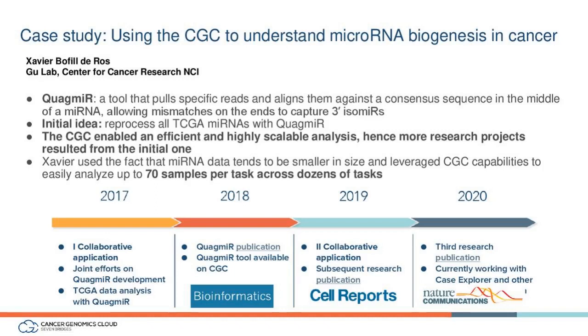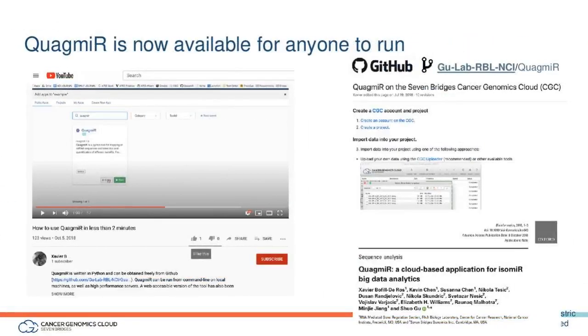So the idea was initially to reprocess all the TCGA miRNAs with Quagmire. But the CGC provided such an efficient and scalable environment for his analysis. It led to several more research projects and a second collaborative application in 2019. And as you can see, 3 papers came out of this work. So this is a very good success story I wanted to highlight. And if you notice, Quagmire is now available for anybody in the CGC public apps gallery. So you can use it.